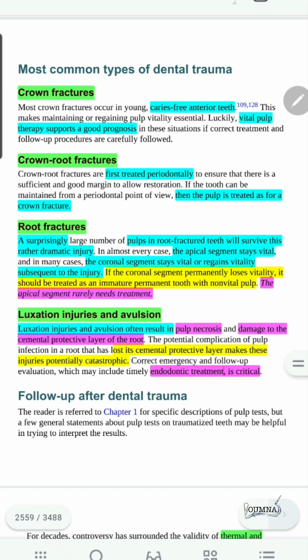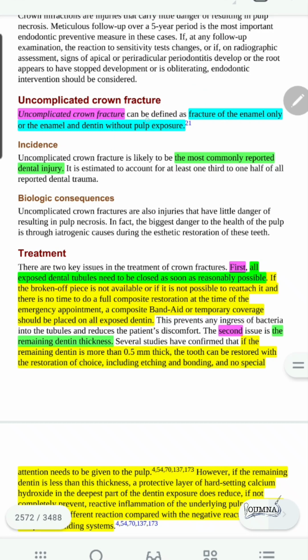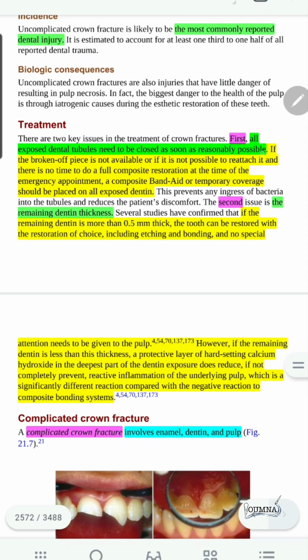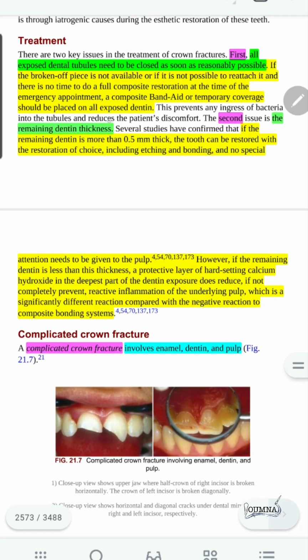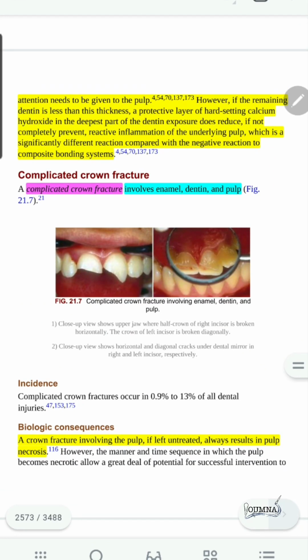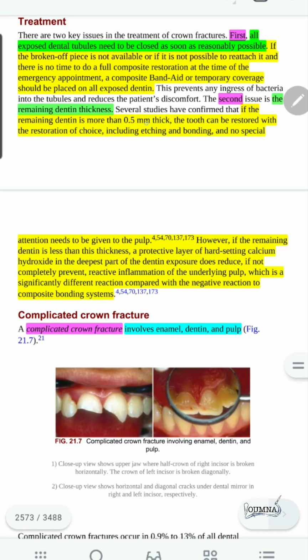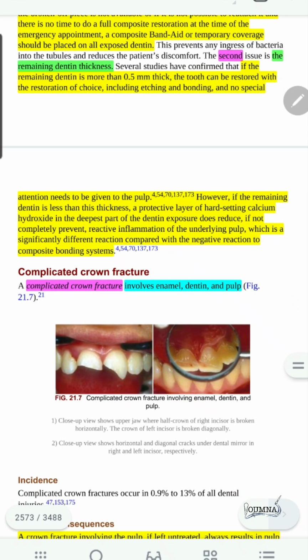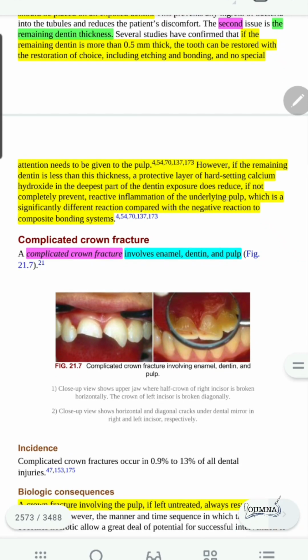For the crown fractures, if it only affected the enamel and dentine, we call it an uncomplicated crown fracture. And the treatment is quite simple. We first must close the exposed dental tubules by doing a normal composite restoration. If the remaining thickness of the dentine is low, we do a full restoration like a crown or a bridge. But we cover the pulp with calcium hydroxide or MTA as a layer, leaving 0.5 millimeter of dentine thickness over the pulp, in order to not get any irritants from the restoration that we will be applying afterwards.